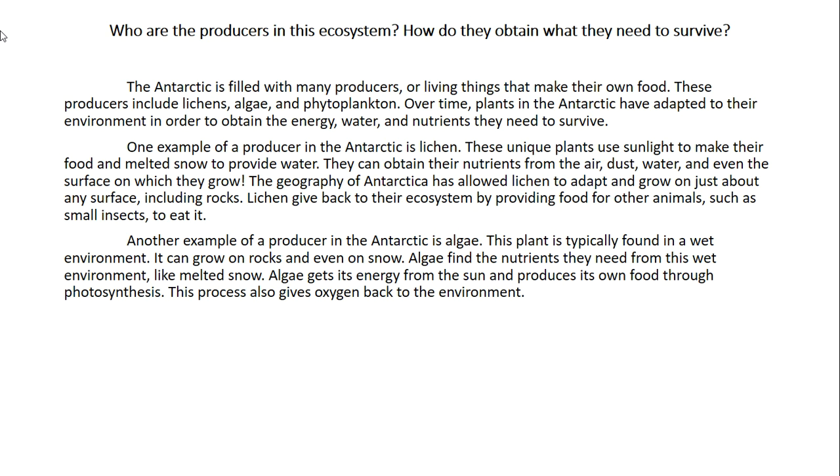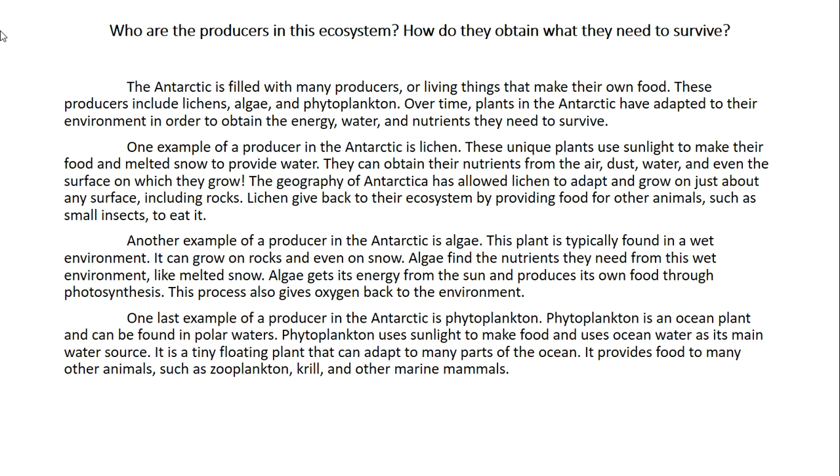Another example of a producer in the Antarctic is algae. This plant is typically found in a wet environment. It can grow on rocks and even on snow. Algae find the nutrients they need from this wet environment, like melted snow. Algae gets its energy from the sun and produces its own food through photosynthesis. This process also gives oxygen back to the environment. So I'm introducing my producer, and I am explaining everything I have about it.